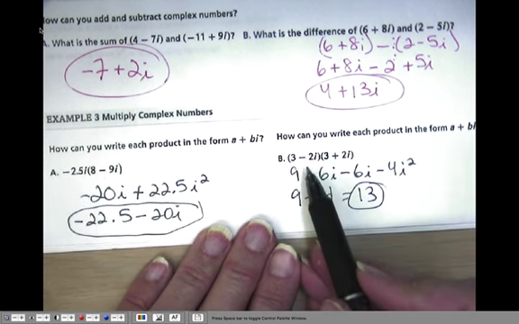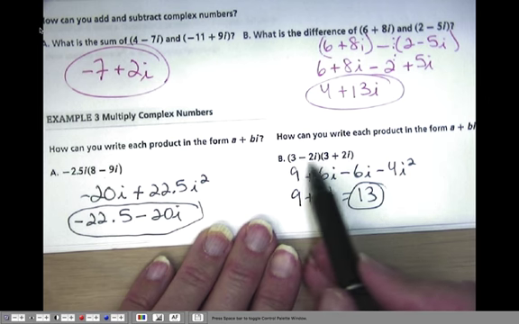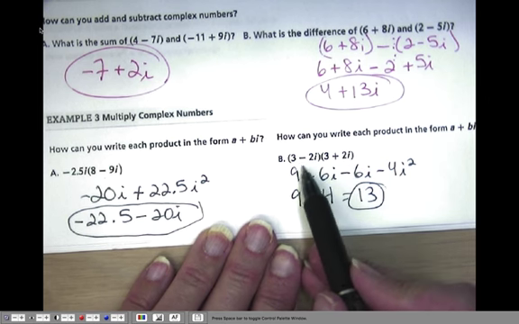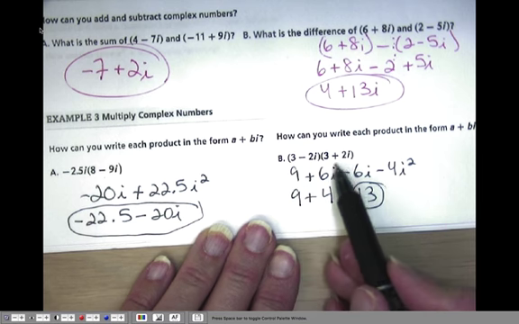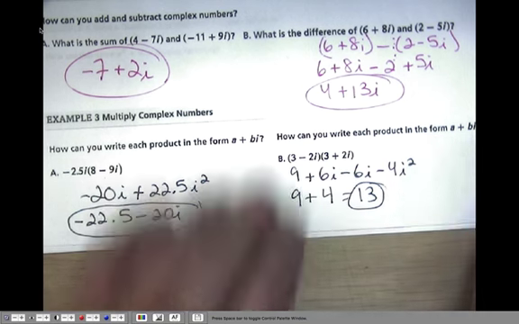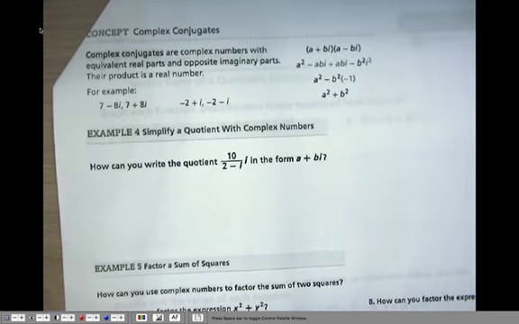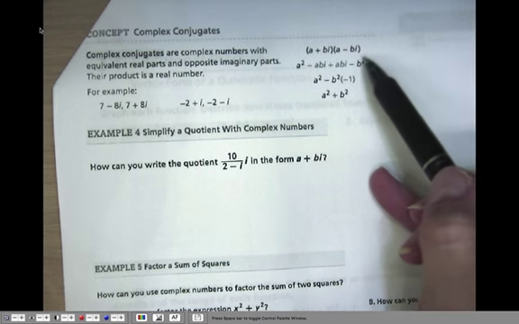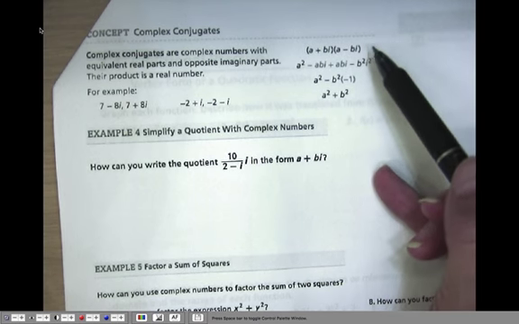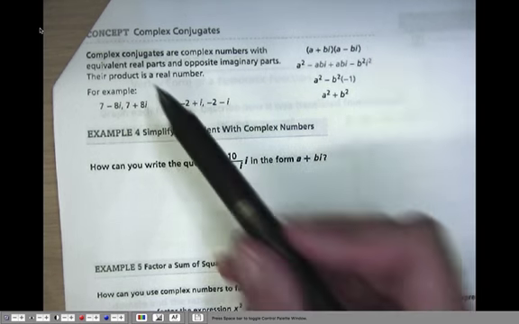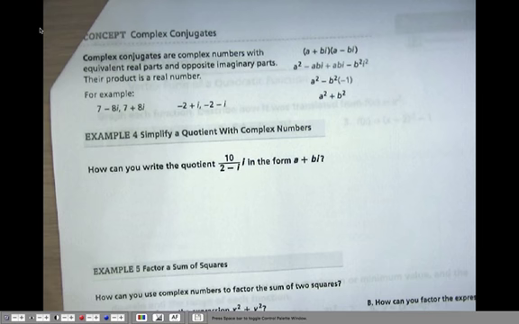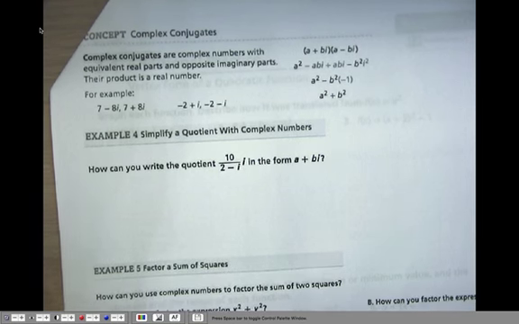Notice the relationship between these two terms being multiplied together. This is 3 minus 2i, this is 3 plus 2i. And on the next page, you'll see that they are referred to as complex conjugates. And when we multiply complex conjugates together, as we saw, their product is a real number. So we use that when we're simplifying a quotient with complex numbers.